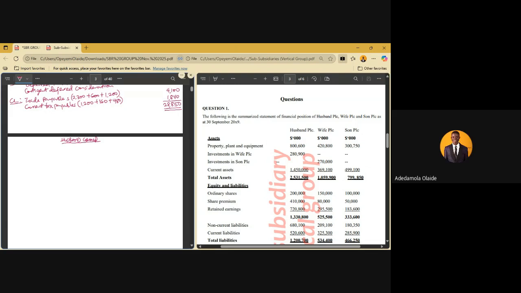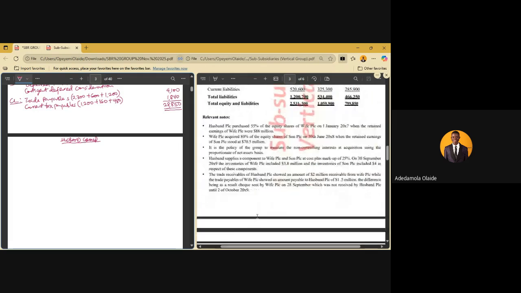So the first thing we will have is Husband group. Husband purchasing Wife, 55%. Then Wife acquiring Son, 80%.